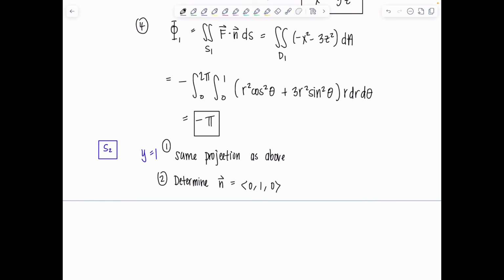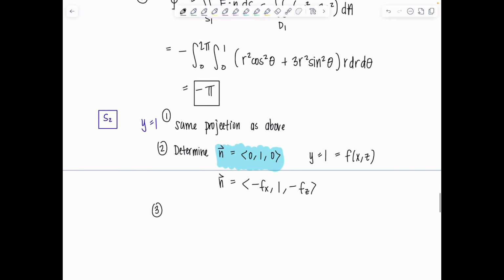If you don't like that, you could say, okay, y equals 1 is a function of x and z. So you know the normal would be negative partial with respect to x, 1, negative partial with respect to z. But if you take the partial with respect to x and z of 1, you're just going to get 0. So if your surface is just a plane, it's easy to find n. Good. All right, step 3.